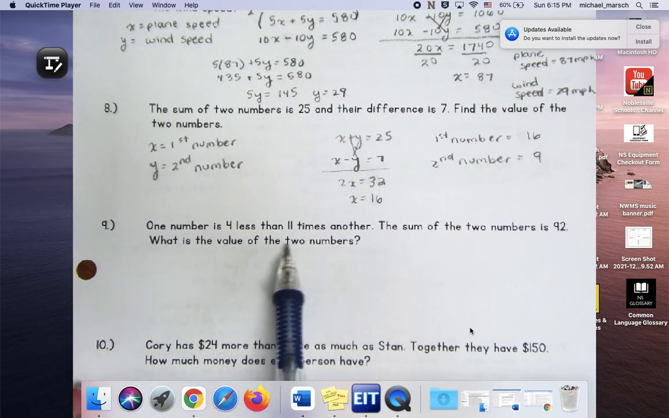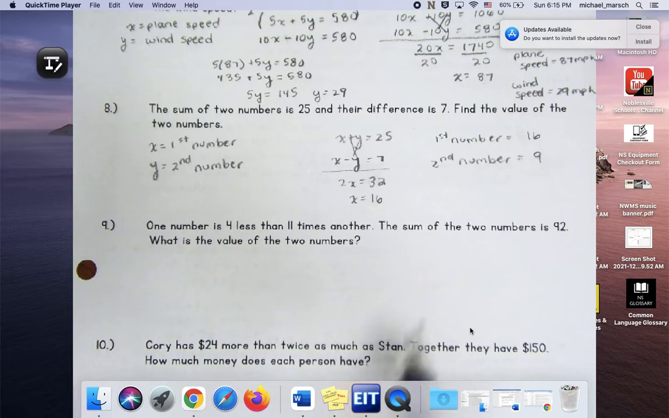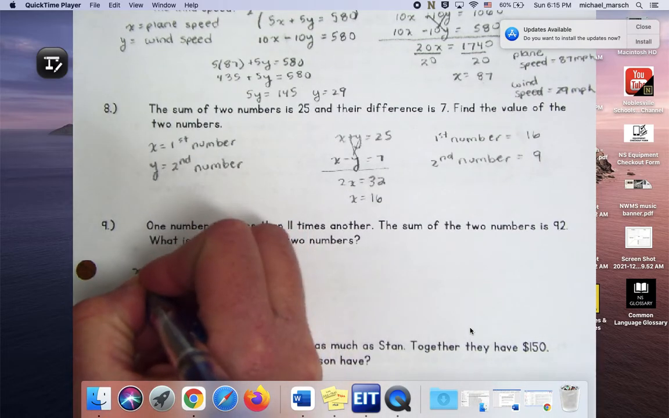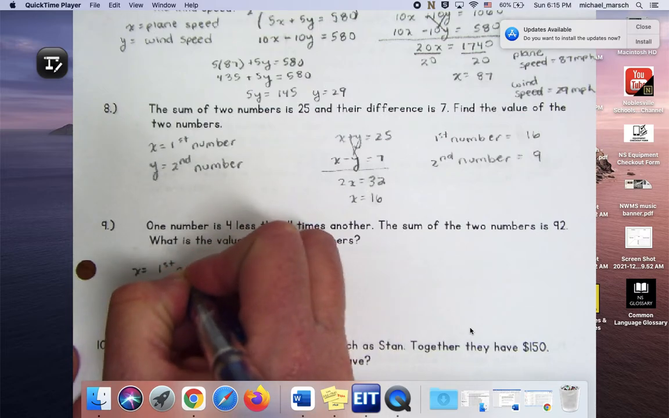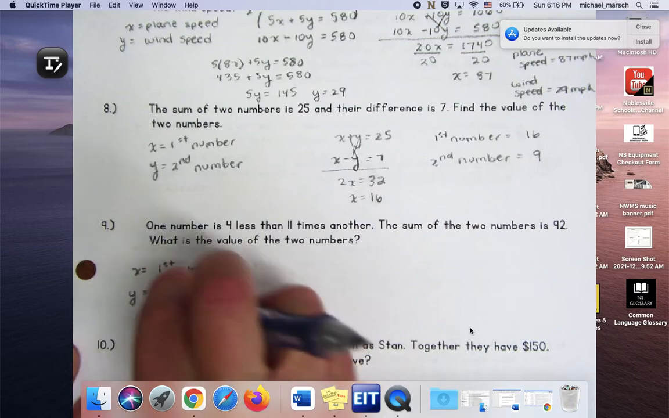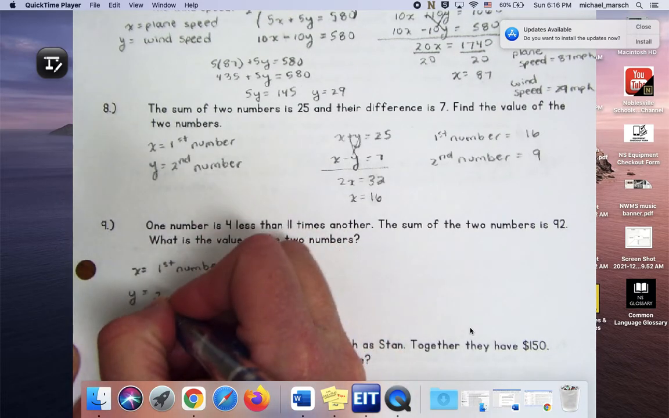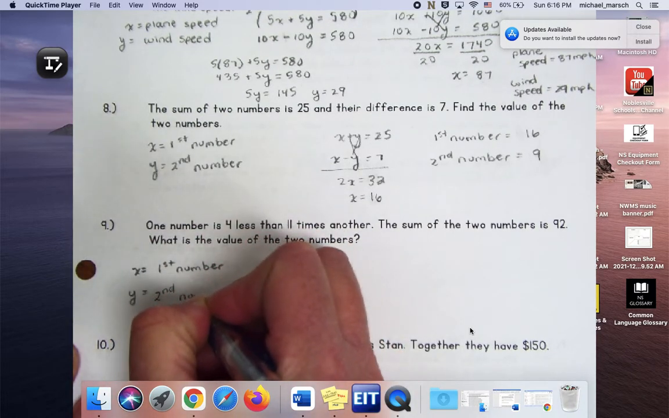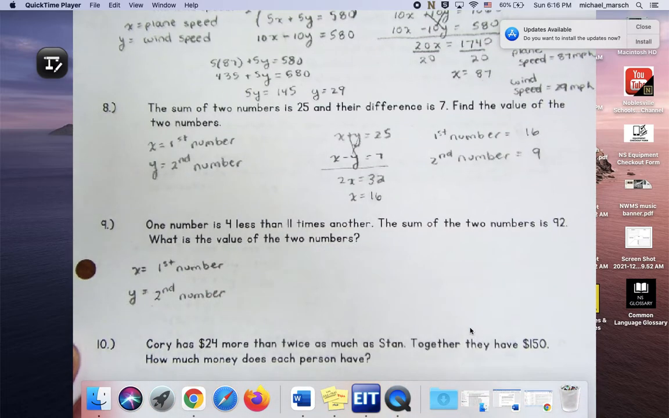One number is 4 less than 11 times another. The sum of the two numbers is 92. What is the value of the two numbers? Okay, x will be first number, y will be second number. And I know some of you are thinking, why do we have to write this out every time? Trust me, it will help when you are trying to stay organized.